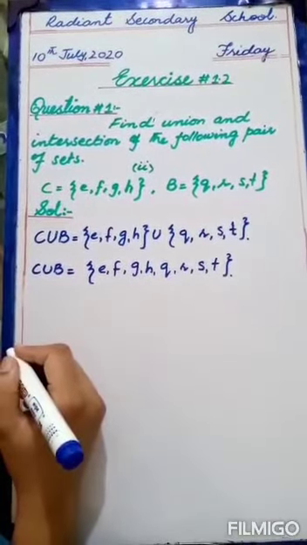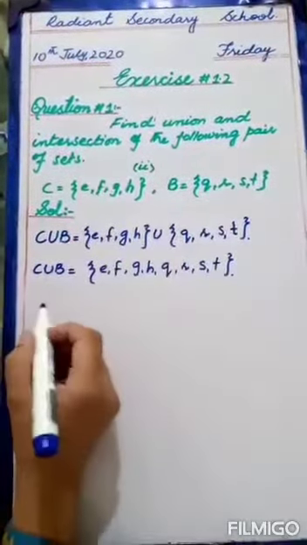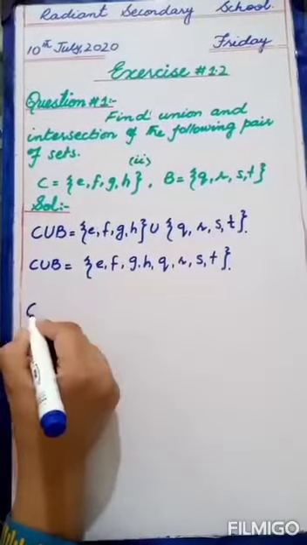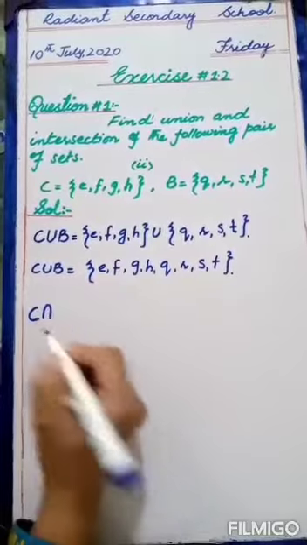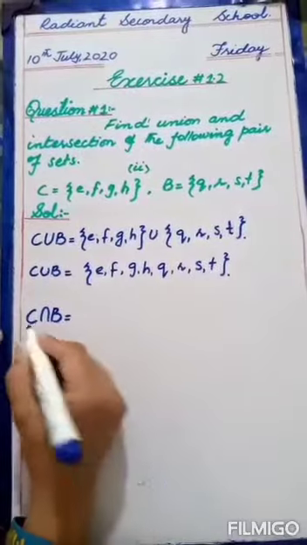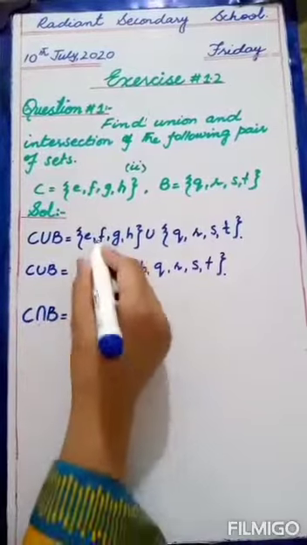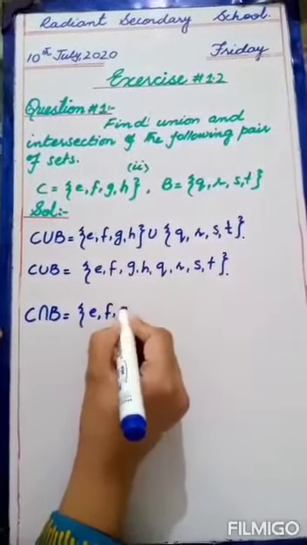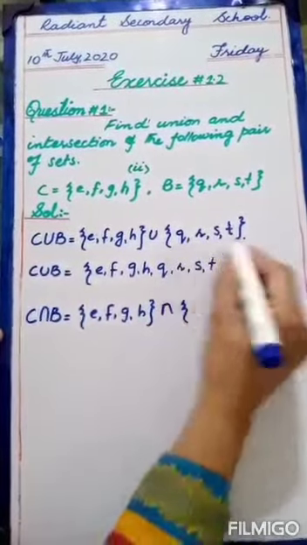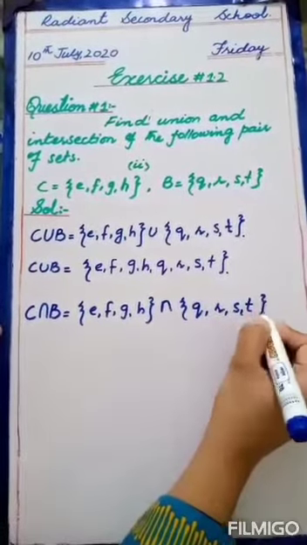Okay, now we have to take the intersection. As in the question we have to take both things, union and intersection. Now I am going to take the intersection. For the intersection, this is the symbol for intersection. Clear? This is the symbol of intersection. It means you are going to take the intersection of these two sets. So in the first step we will write the elements of the sets. Set E, E, F, G and H. Intersection set B. Set B has elements Q, R, S and T.